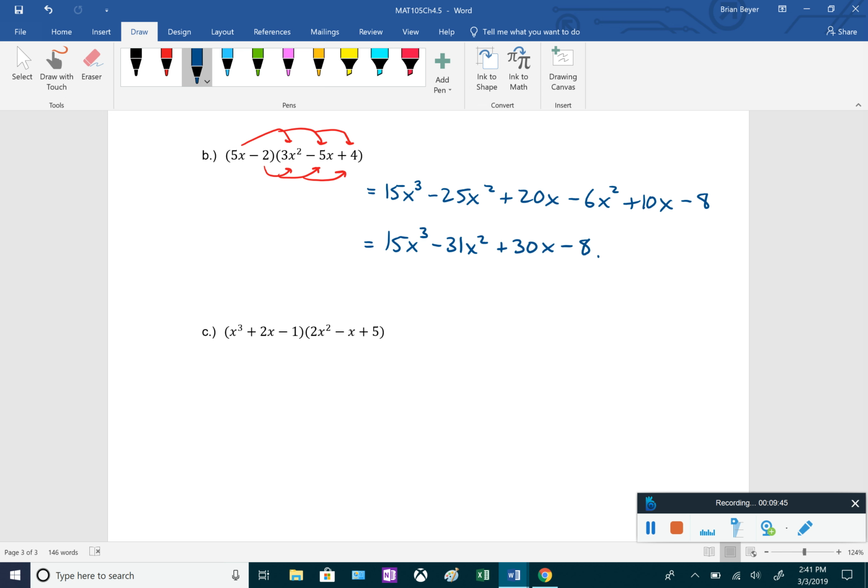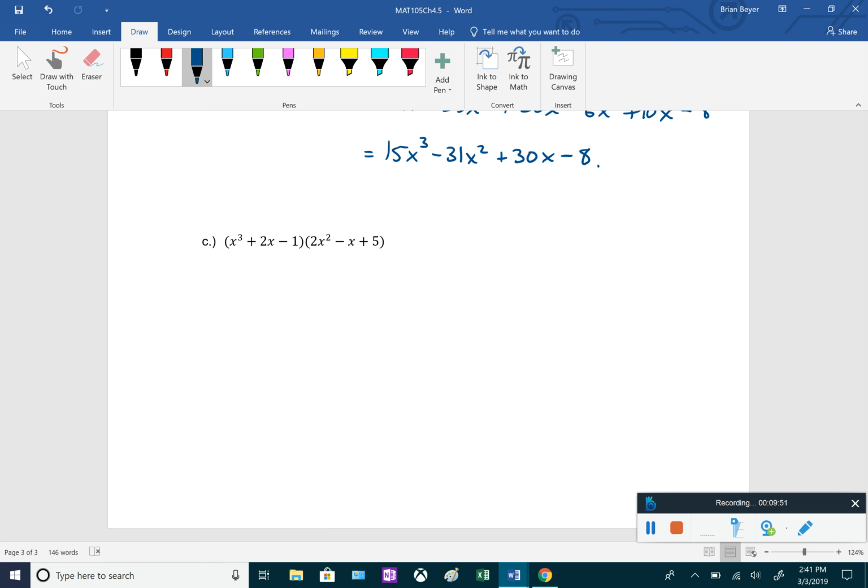And as you'll notice, I'm writing all of the answers in standard form here, descending order in terms of the exponents. Okay, and then for the last one, we have x cubed plus 2x minus 1 times 2x squared minus x plus 5. So this is a trinomial times a trinomial. So we have to multiply the x cubed into every term in the second polynomial. And then we have to multiply 2x into every term. And then we have to multiply the -1 into every term. So drawing those arrows kind of gets a little messy when there's that many arrows, but if it helps, then do it. If not, then you don't have to.